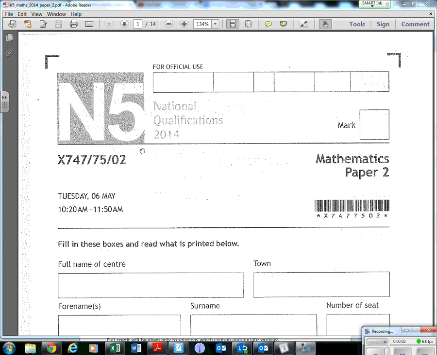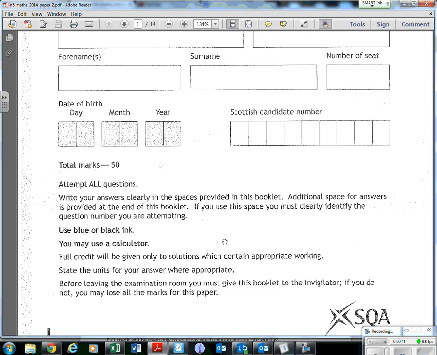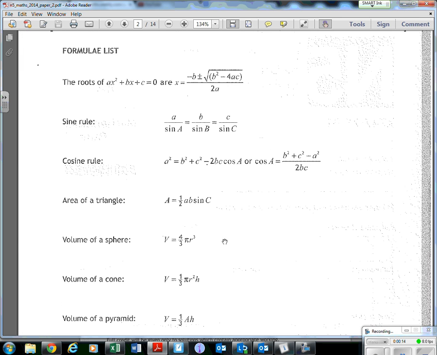We have the National 5 Maths Paper 2, the calculator paper. We'll get an hour and a half to do this. Let's just run through it. So we have a formula sheet. Know what is on your formula sheet.